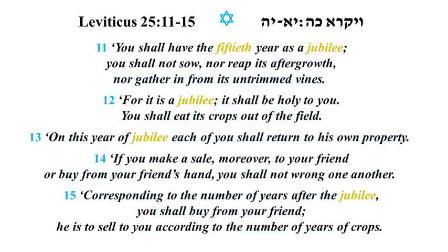If you make a sale, moreover, to your friend, or buy from your friend's hand, you shall not wrong one another. Corresponding to the number of years after the Jubilee, you shall buy from your friend. He is to sell you according to the number of years of crops.